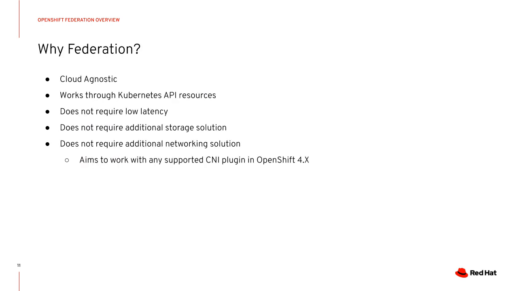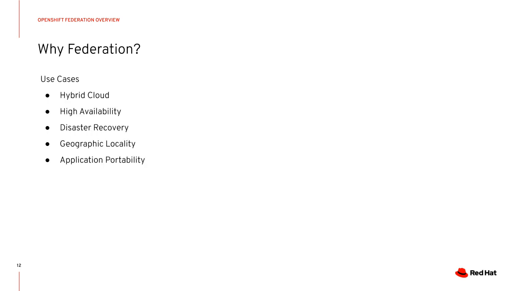OpenShift Federation helps admins and developers deploy their applications across multiple OpenShift clusters, regardless of their underlying platform, geographic location, network reliability, or storage latency, all through the use of the standard Kubernetes API. OpenShift Federation makes it easier to maintain applications in the hybrid cloud, gaining high availability, built-in disaster resilience, and application portability, and can also be employed as part of a geographic localization strategy.